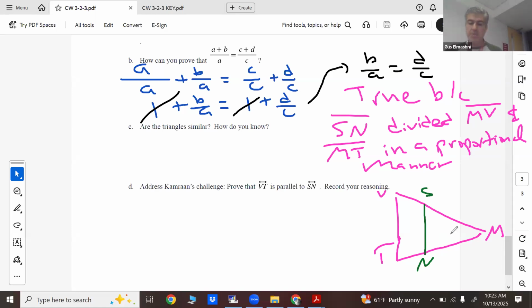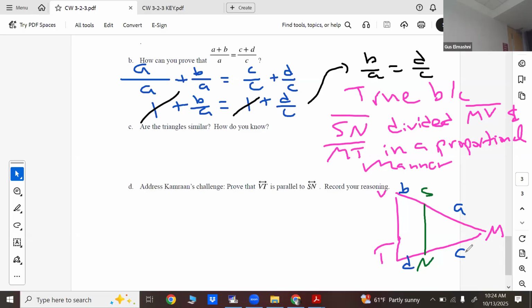And we knew that VS was B. And we knew SM was A. And we knew this is D. And we knew this is C. So we divided in such a way where we deliberately wanted this fraction, B over A, to be the same as D over C. And because that's what I have over here, that's why I know that's it. So it wasn't cross multiply, that was confused, so I apologize about that. True, because SN divided MV and MT with proportional math. You were told that right from the beginning.